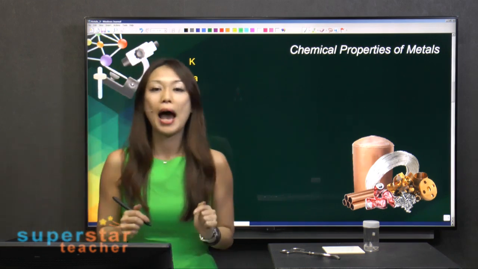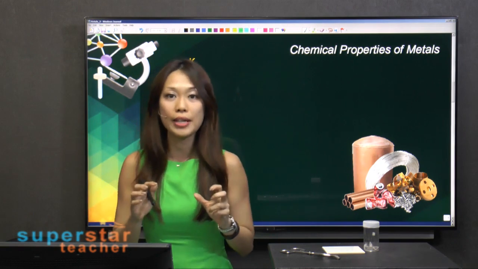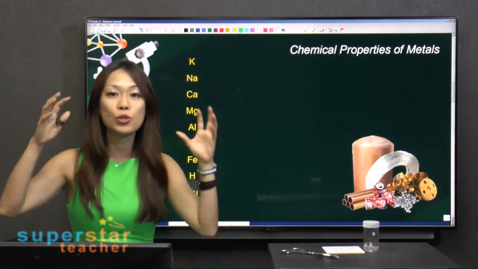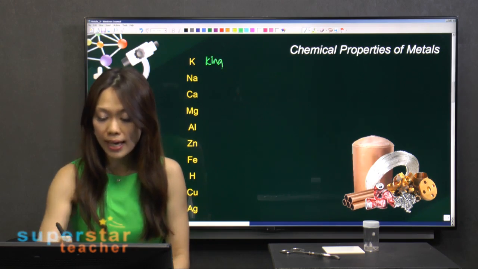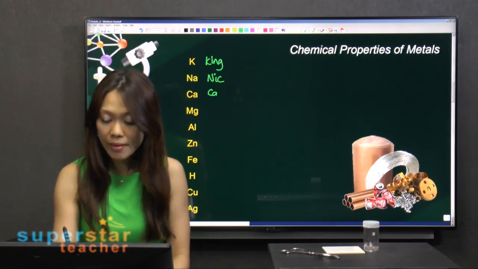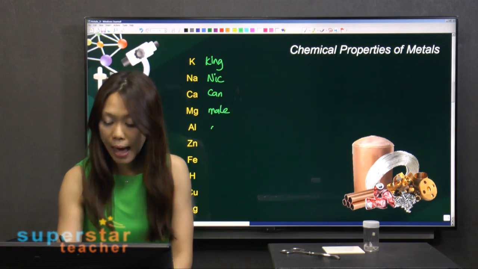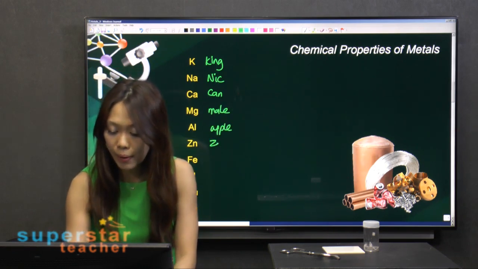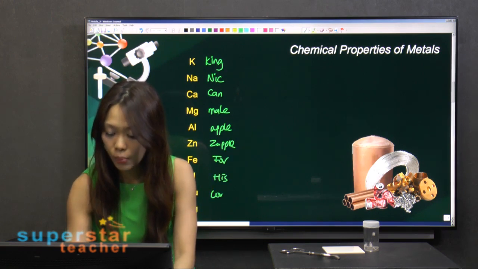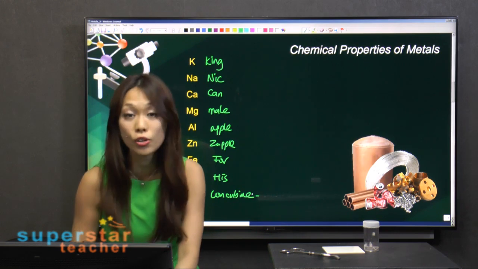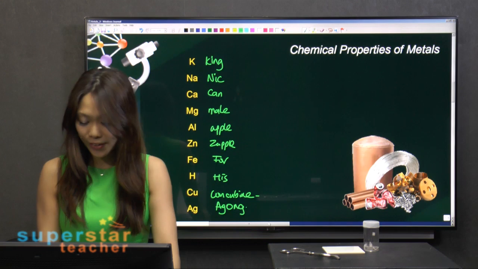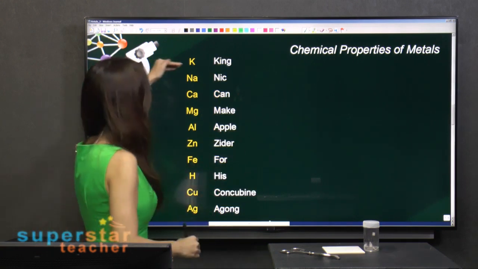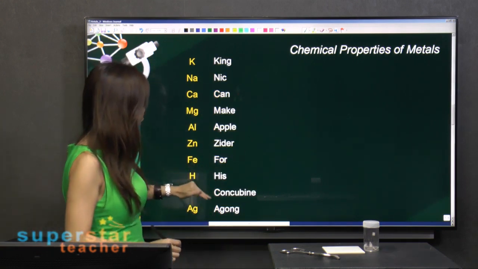Okay, so I helped you come up with an acronym that will easily allow you to remember it. It goes like this: King Nicholas can make apple zappo for his concubine. Yes, you heard me correctly, concubine. And the name of the concubine is Argon. So, it goes like this: King Nick can make apple cider for his concubine Argon.